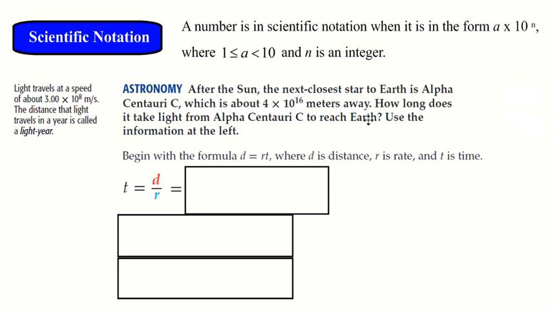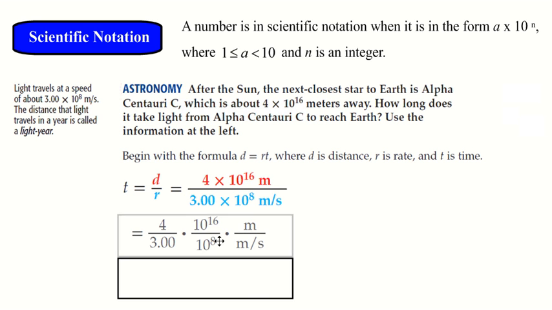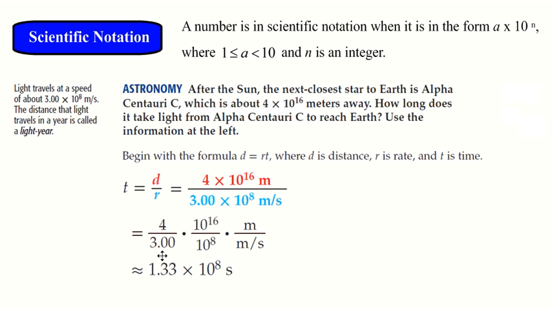So because the question said how long does it take light to reach the Earth, we're looking for time. So distance is given as 4 times 10 to the 16th. The rate is over here, 3 times 10 to the 8th. So we're going to divide those two numbers. And now that we have some properties working with exponents, we know how to do that. 10 to the 16th divided by 10 to the 8th is 10 to the 16 minus 8, which should just give us 10 to the 8th for our exponent. And 4 divided by 3 is 1.33. Since this number is between 1 and 10, we're good to go. So it's 1.33 times 10 to the 8th.